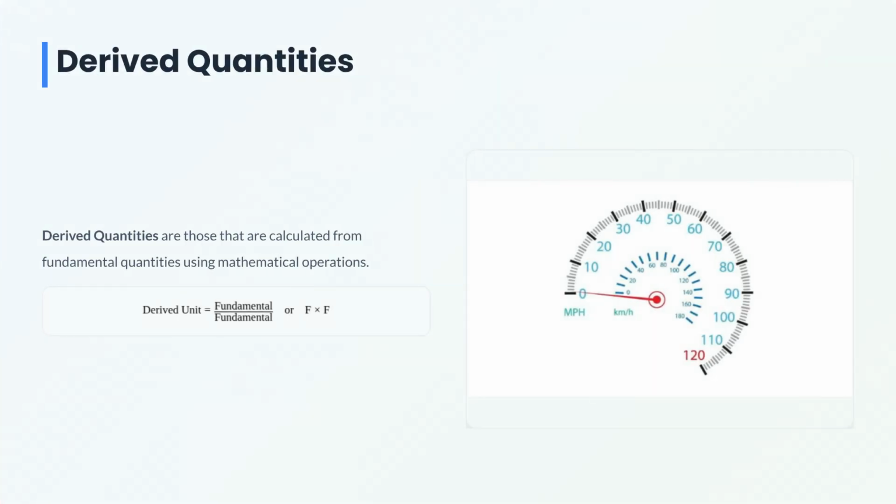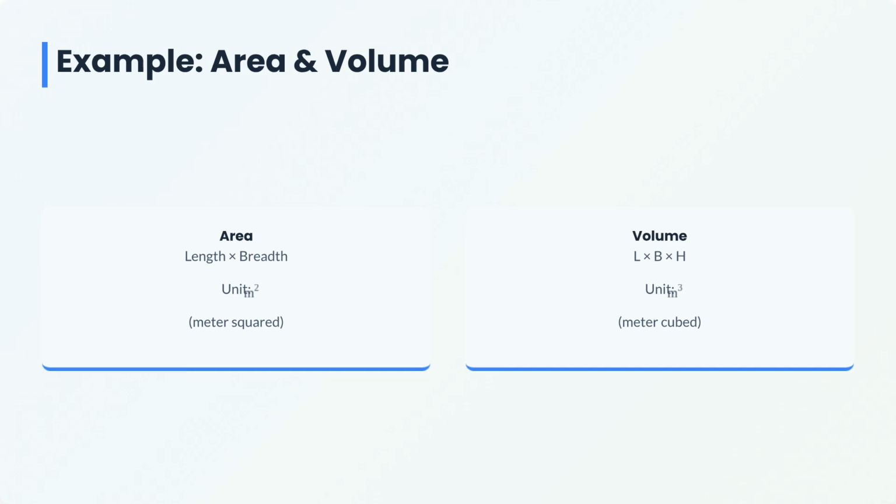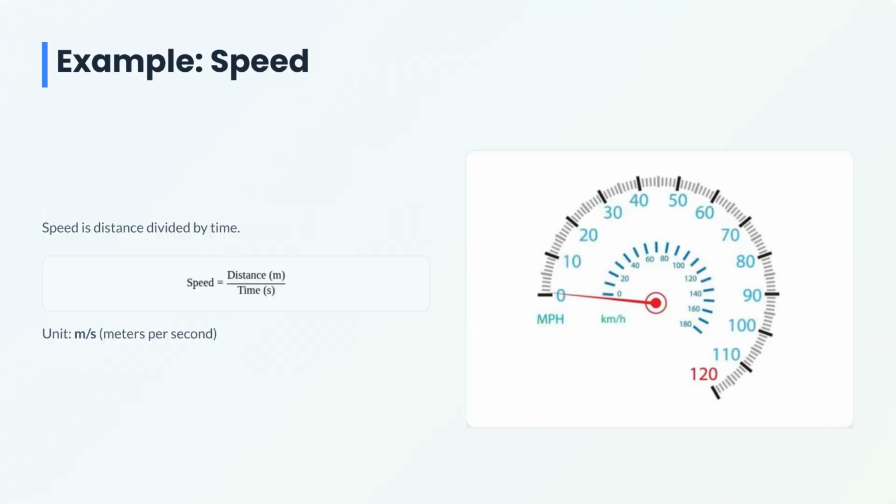Now let's move to part 2 of our video, derived quantities. Derived quantities are those that are calculated from fundamental quantities using mathematical operations. For example, area is length times breadth, measured in square meters. Volume is length times breadth times height, measured in cubic meters. Another example is speed, which is distance divided by time. Its unit is meters per second.